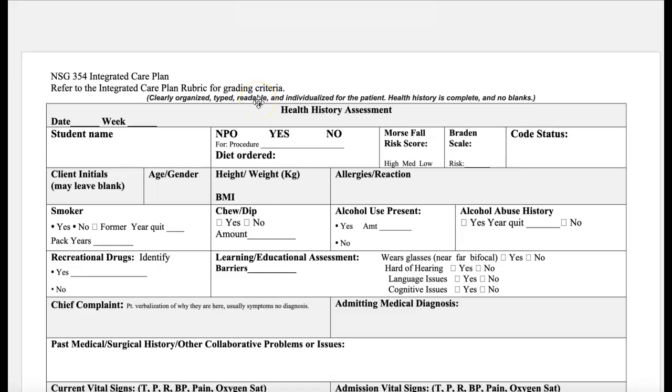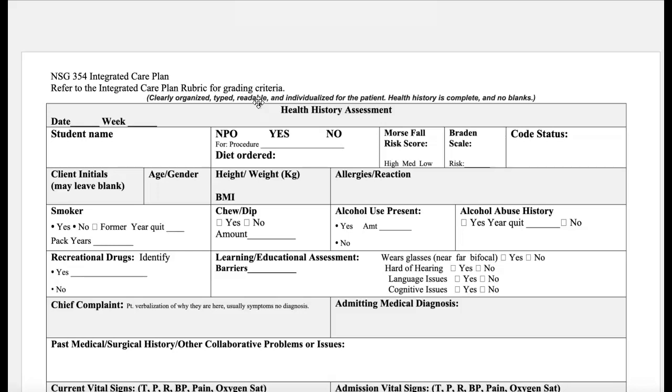Jervik, and I just wanted to do a quick overview of your integrated care plan, just to help you get full points on this. So obviously it has to be typed, and that's going to be one of the things that helps you get your full points for that first part for organization.